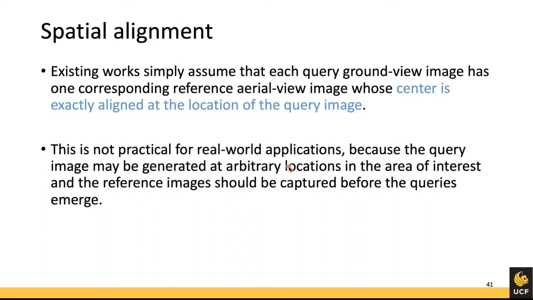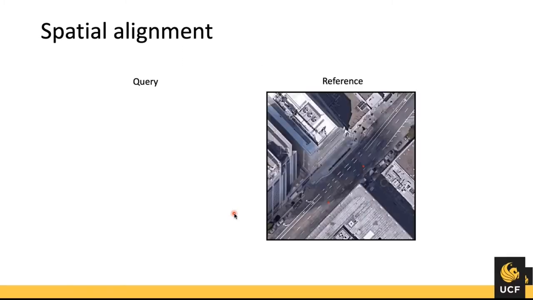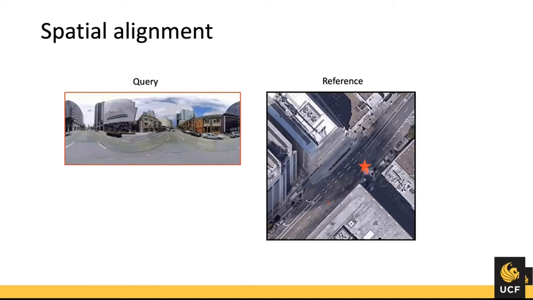But this is not practical for real-world applications, right? Because the query image can be generated at an arbitrary location in an area of interest, and the reference image should be captured before any query emerges. So here is an example to demonstrate this problem. We have a reference image here, which is from satellite view. The query may not occur right in the center of this reference. This red star is shifted a little bit to the right, so that's the query corresponding to this location. I can also have another query, this green star, which appears here, again not at the center of this reference image.